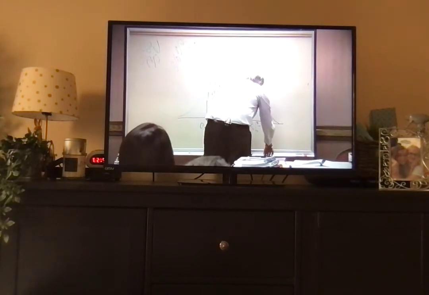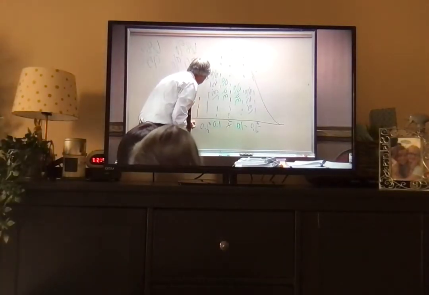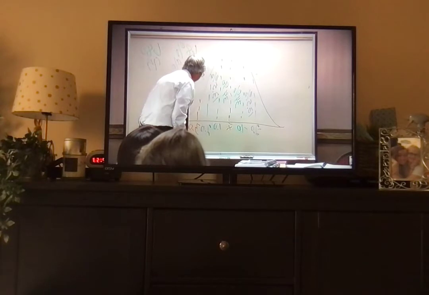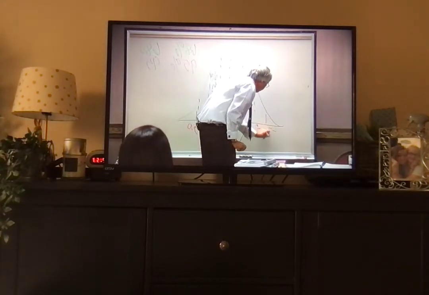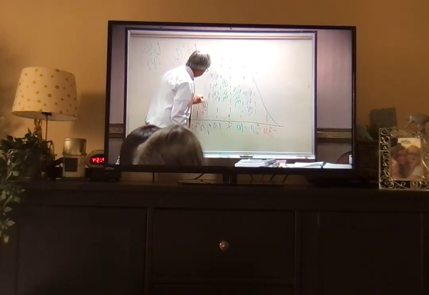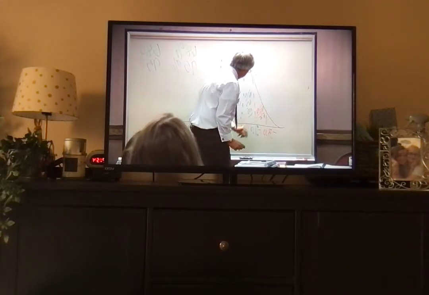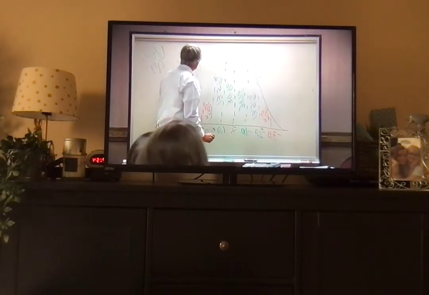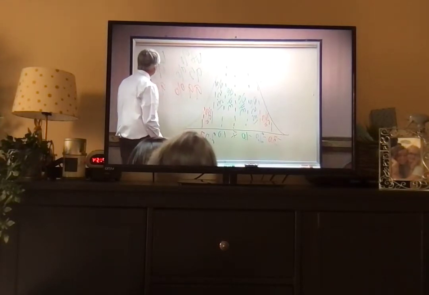Let me see if I can use another one. Let's go out 3 standard deviations. So 3 standard deviations positive, minus 3 standard deviations negative. This is 2% of the individuals, another 2% over here. I've now accounted for 99% of my people in the sample. That's 990 overall folks.